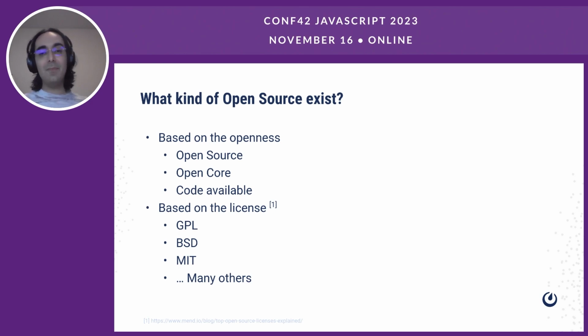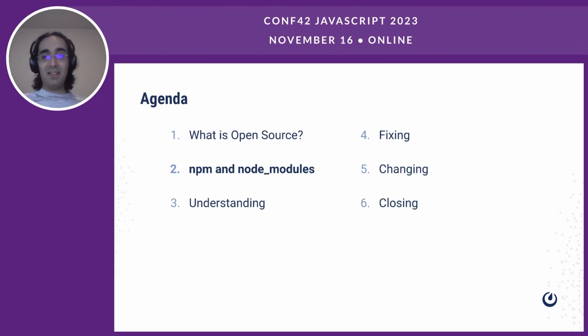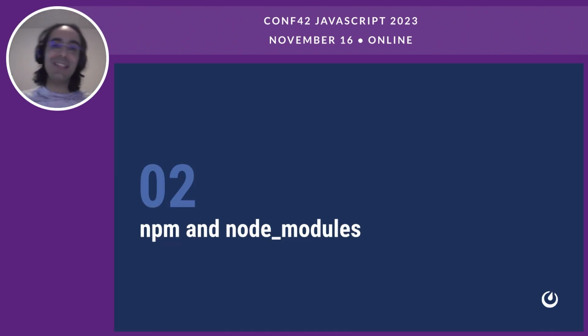Finally, the MIT one is one of the most lax, allowing you to do all the changes you need as long as you keep a copy of the original license and copyright notice. And well, now that the history lesson is over, let's get down to business. Open source is great, and it will be great to use it in our project.